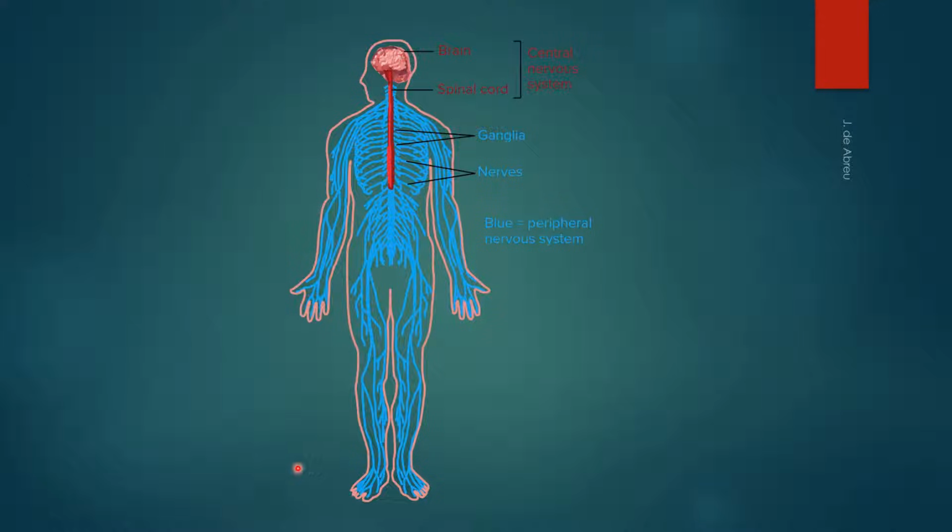Okay, so this is just to show you the difference between the central nervous system and the peripheral nervous system. So here is the central nervous system. It's your brain and your spinal cord. And the peripheral nervous system is all of the blue nerves coming out from the spinal cord. So here you can see brain and spinal cord is the central nervous system. Then ganglia nerves are the peripheral nervous system. They make up the peripheral nervous system.